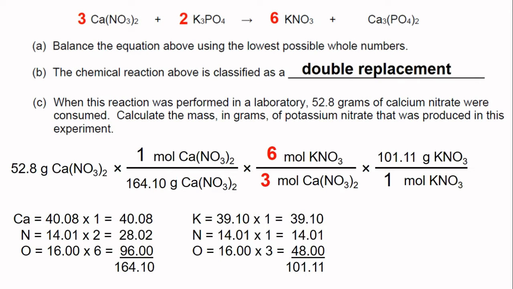Now we take our calculator and do 52.8 divided by 164.10 times 6 divided by 3 times 101.11. And we get this answer, 65.0653. Let's go ahead and round that off to the proper number of significant figures. Since our measurement, 52.8 grams, has 3 significant figures, let's round off our final answer to 3 significant figures, 65.1 grams of potassium nitrate.